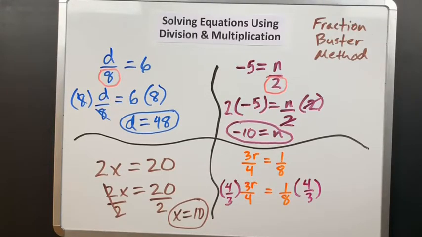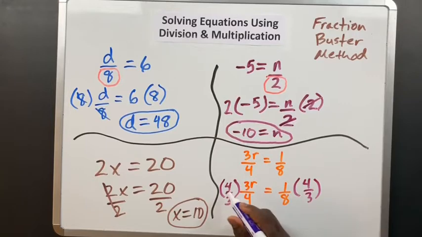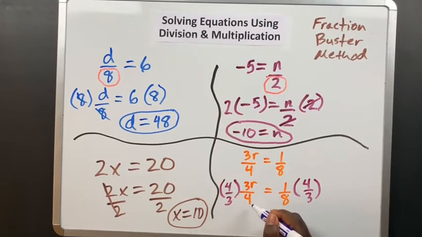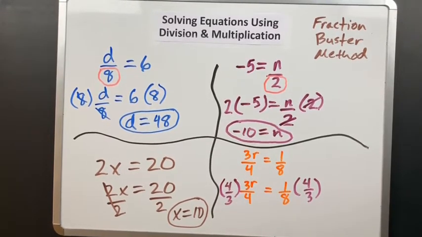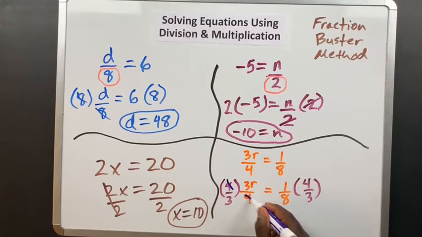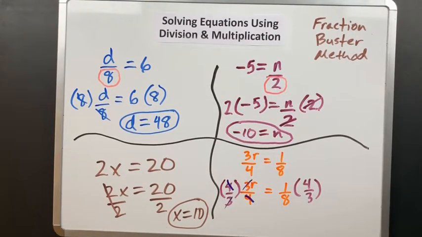A couple of ways to think about it. You could cross these out. 4 divided by 4 is 1. 3 divided by 3 is 1. But you can also think of it this way when you're multiplying fractions. 4 times 3 is 12. 3 times 4 is 12. 12 divided by 12 is 1. Either way, we're going to go ahead and cross these out, and we will bring down the r.